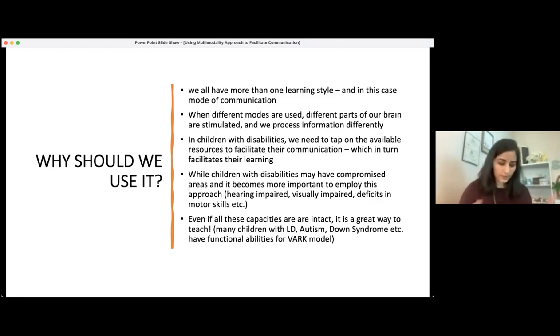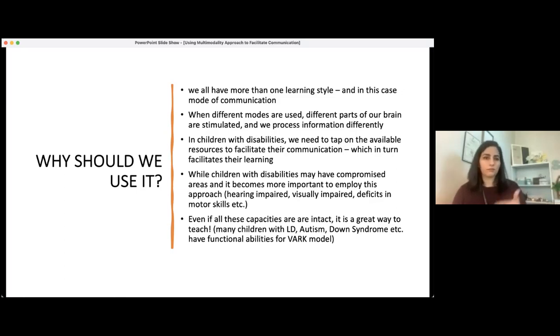So a lot of children, just like I said, may be hearing impaired, they may have a visual impairment. Sometimes the children are not able to have the right motor skills to do sign language. So we just have to look at what is the best way for us to give them a way to communicate. And even in children, there are many children with autism.